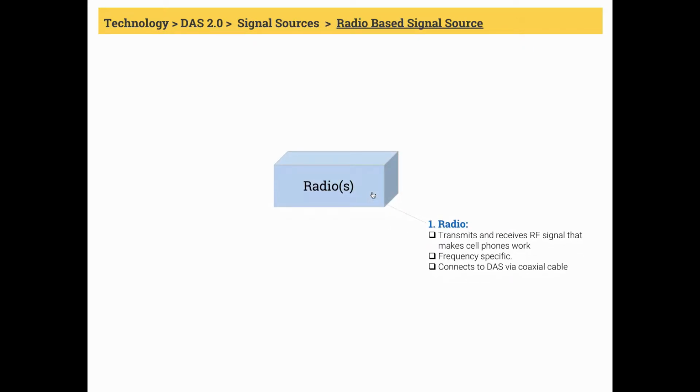Now let's look at radio-based signal source. At the core of the radio-based signal source is obviously radios. As we discussed earlier, radio transmits and receives signal that makes the cell phones work. Radio is frequency specific. That means it only works on frequencies it's built for. They produce RF signal that feeds the antenna, and in our case, this antenna is basically the DAS. This connection is of coaxial cable because, as you will remember, coax carries RF signal. These radios are commonly known as RRH or RRU or remote radio unit.